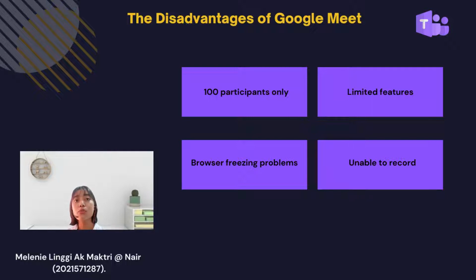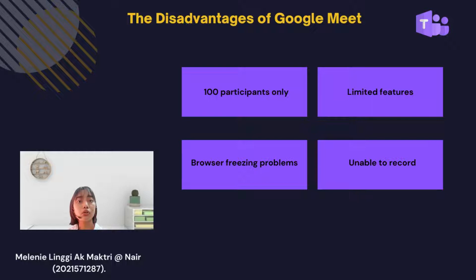For example, Zoom has a waiting room or breakout room for attendees, but Google Meet does not offer this feature. And next is the browser freezing problem. This problem will be faced by all users that use Google Meet, especially if the user wants to share or present their screen. The screen will freeze for a while, such as a black screen, and the attendees need to wait for their screen to appear on the slide or documents.